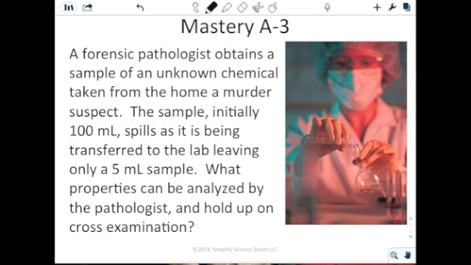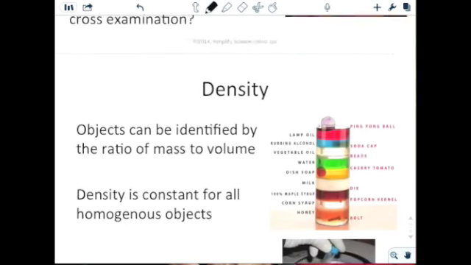So when we're looking at this, they lost 95 milliliters of that sample. They lost the majority of that sample. So since they lost the majority of it, all properties that depend on the amount of matter of that material are invalid. They can't use that. So they can't use any extensive properties to talk about it. They have to use intensive properties, and that's what they're going to have to look at. And that's going to be the things that are going to be able to hold up in court.